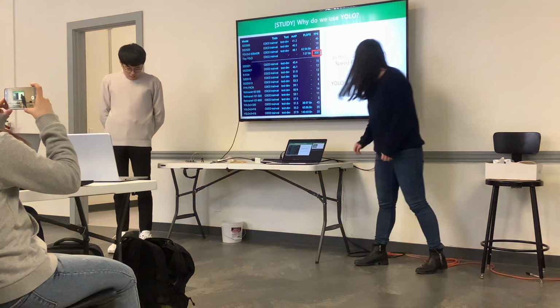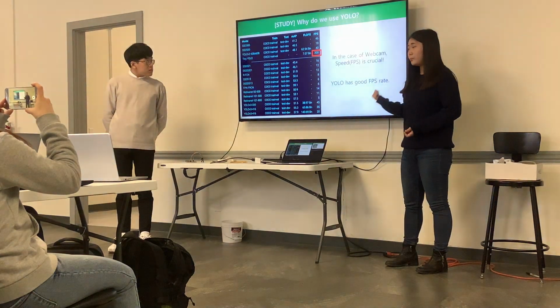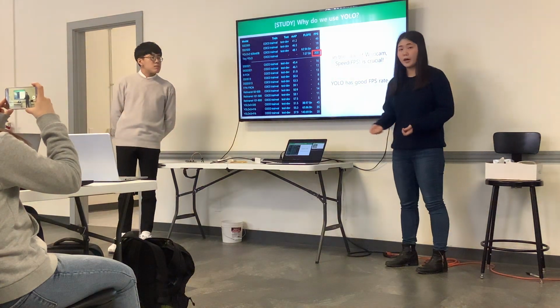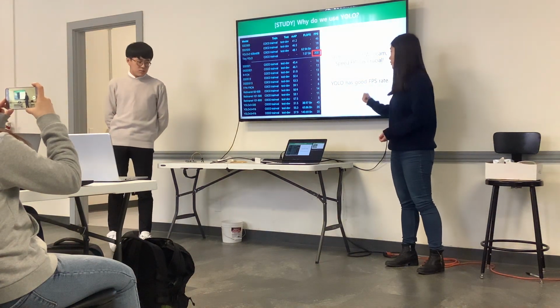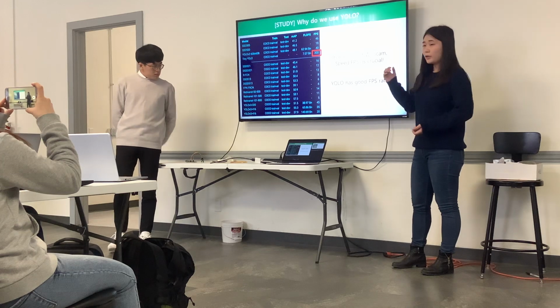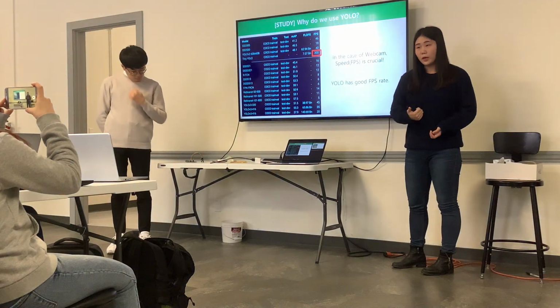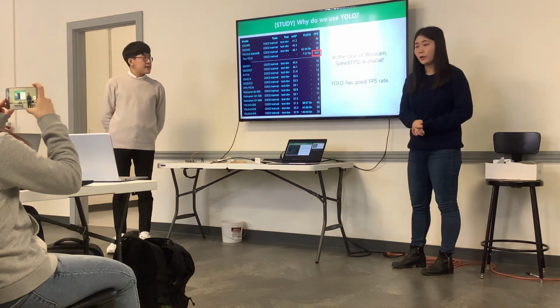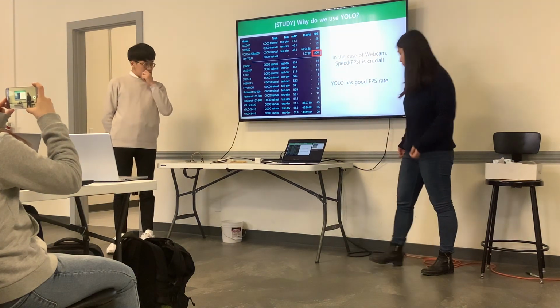And we chose the YOLO model for our project. YOLO is one of the most state-of-the-art models in the object detection area. And YOLO stands for You Only Look Once. It is speedy, works well, so it fits our real-time system.